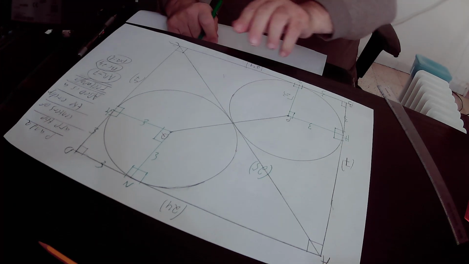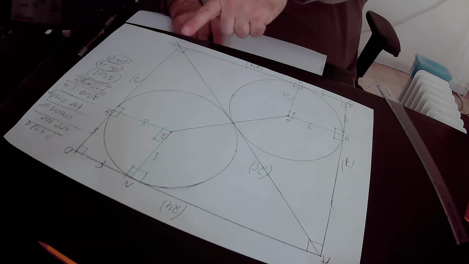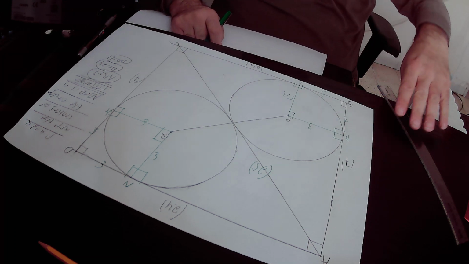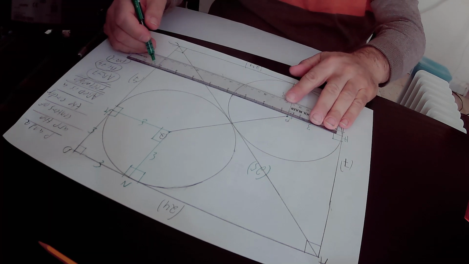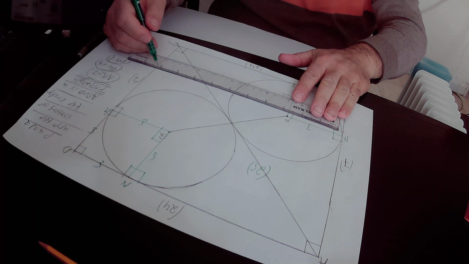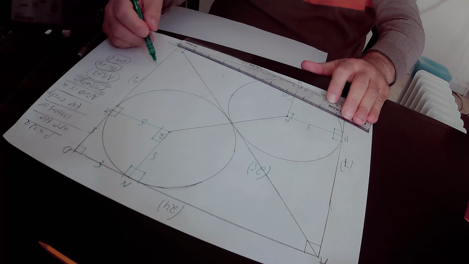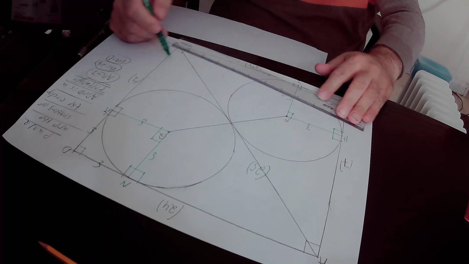In the next step, we'll extend the radius HP until it touches side DC. We extended the radius HP by a straight line until it touches side DC of the rectangle ABCD.